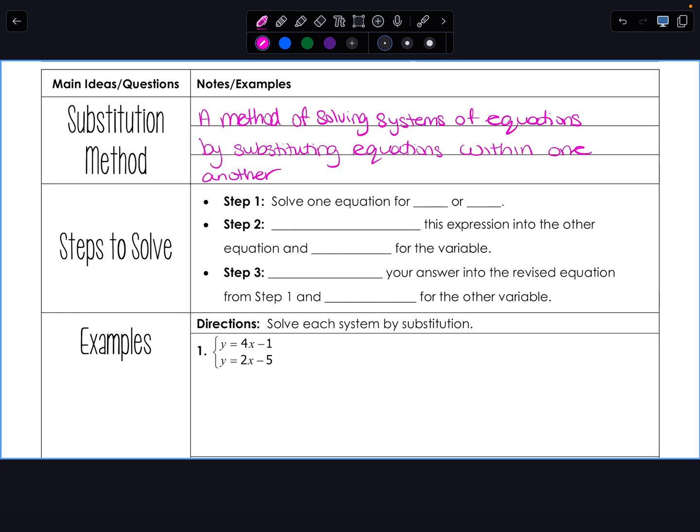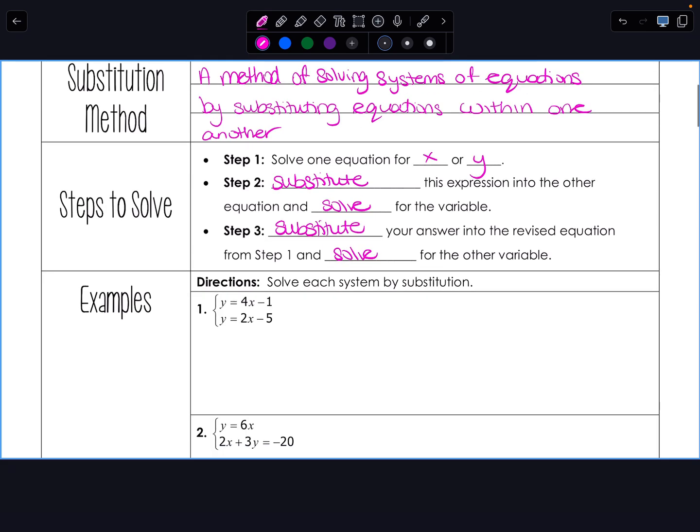Okay, so step one, solve one equation for x or y. And I can change the variable. Basically I'm going to take one of the equations and solve for one of the variables. Then step two is I'm going to substitute to the other equation and solve for the variable. Then you substitute your answer. There's a lot of substitute. And then we solve.